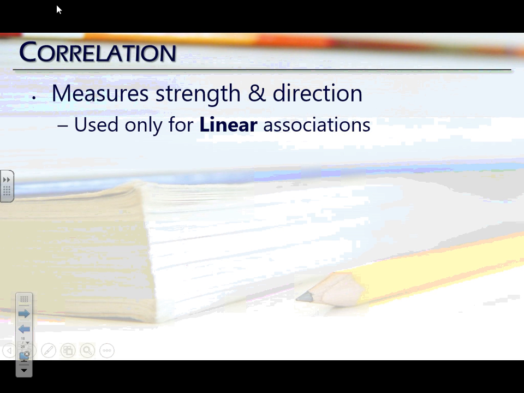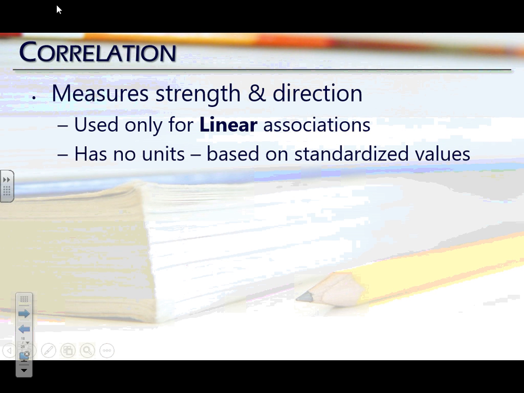We use it only for linear associations. Again, something we mentioned before, but it's important enough to repeat. It only works for linear associations. Okay? It has no units. Since it's based on standardized values, which have no units, correlation will not have units overall.